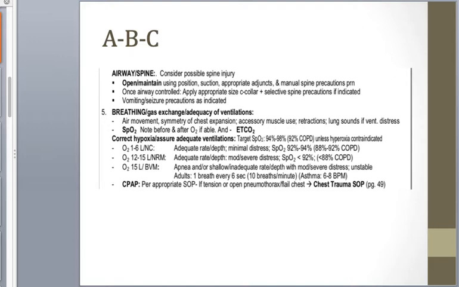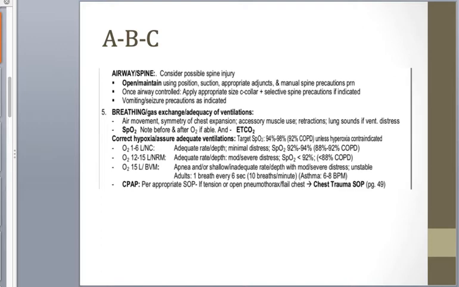If we need to, jaw thrust or a head tilt chin lift, suction as needed, appropriate adjuncts, NPA or an OPA if we need to, measure from the corner of the mouth to the ear or the nose to the ear, manual spine precautions if needed. Once the airway is controlled, we can apply a C-collar and use a backboard or a kedboard. Take caution, vomiting and seizures.